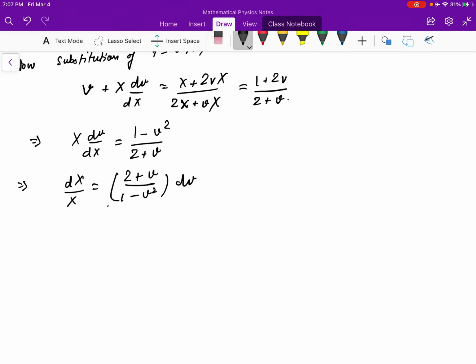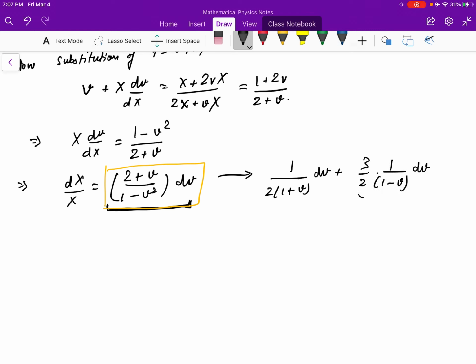But before we do the integration, we need to split this with a smart technique so that we can do it. This needs to be separated out so that we can do the problem a little more easily. So we can split this form into two parts, which is 1 upon 2(1 plus V) dV plus 3 upon 2(1 minus V) dV. And if you add these two, it actually gets you to this value. This is like a smart substitution that we have done, and that is equal to dx upon x, right?